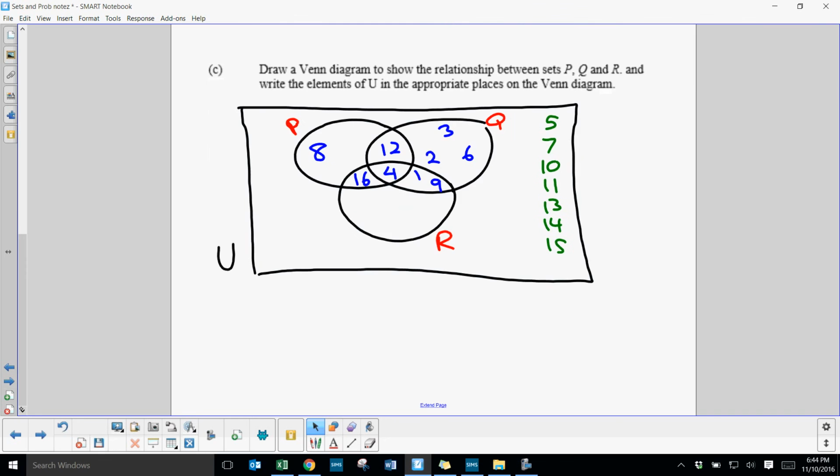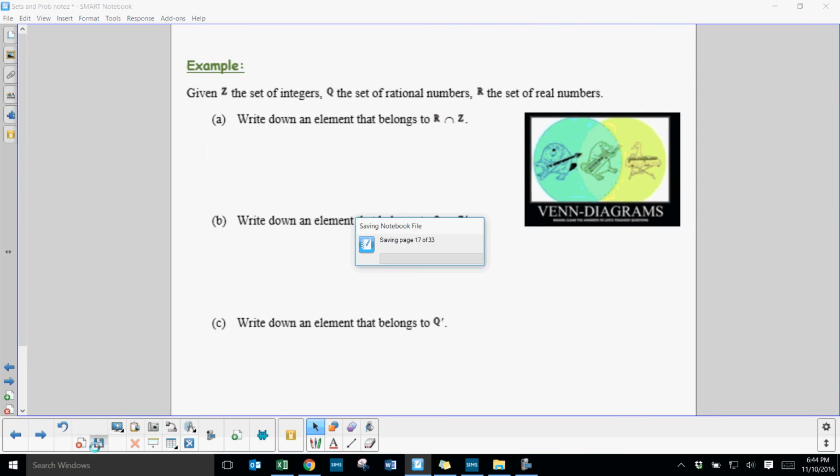Now let's go on to the next example. It's quite a long lesson today. So given that Z is the set of integers, Q is a set of rational numbers, and R is a set of real numbers, just write down an element that belongs to R and Z. So the intersect of R and Z.